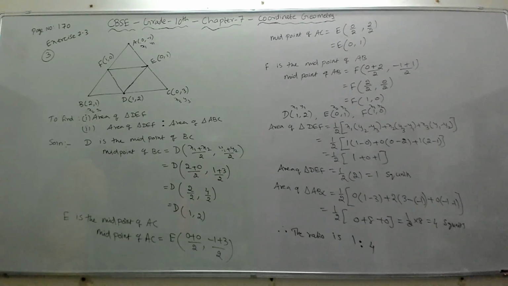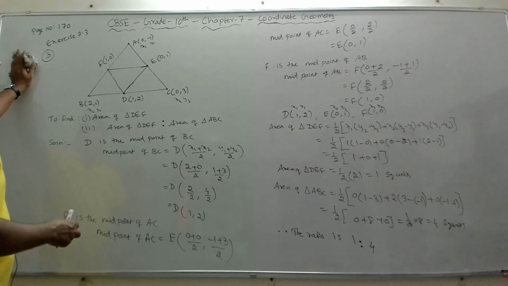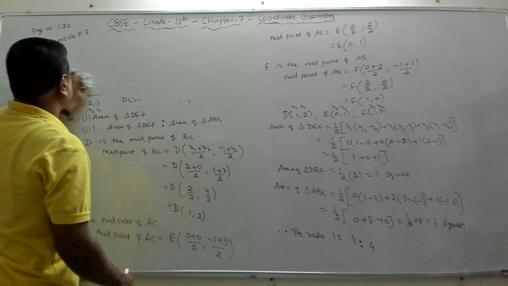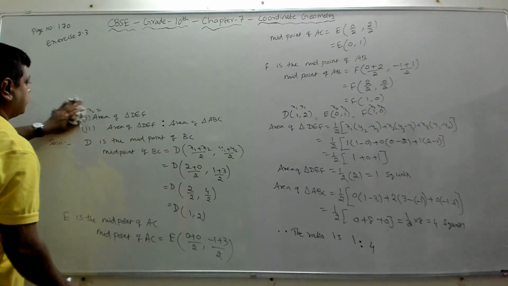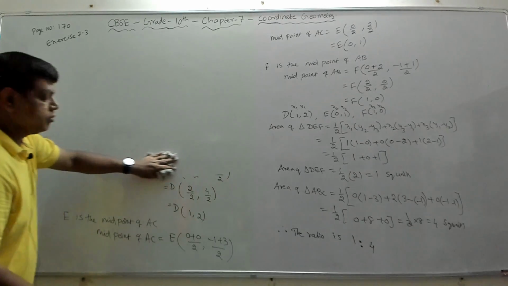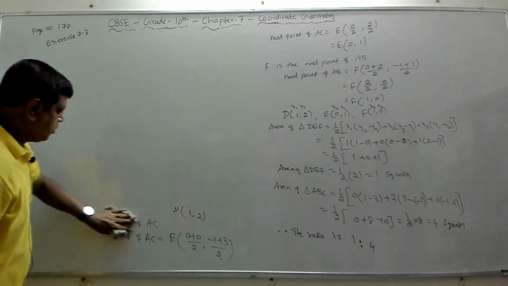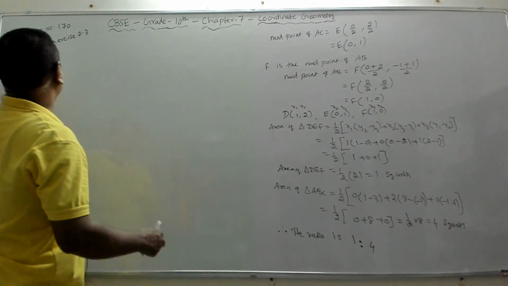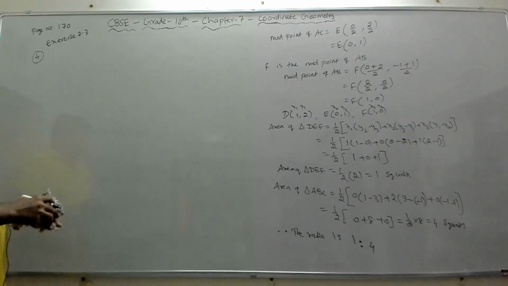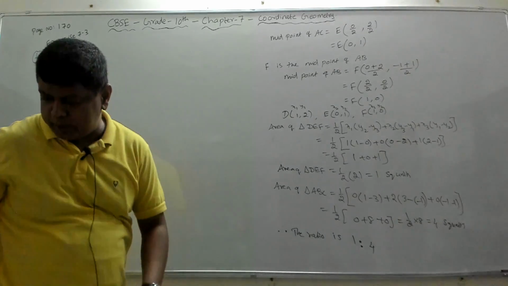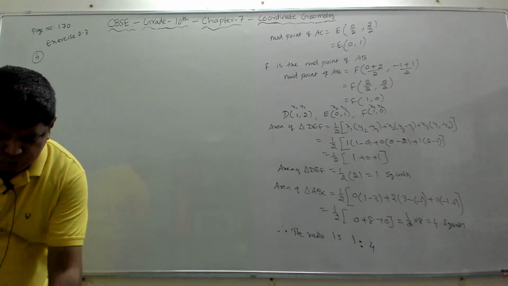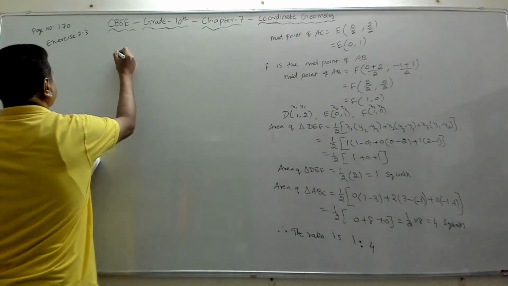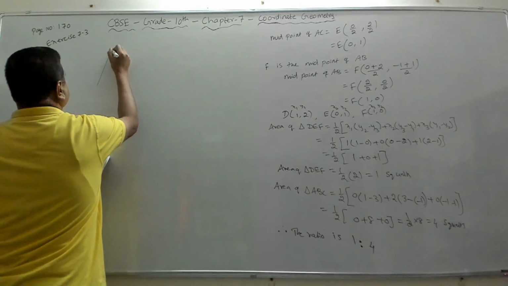Fine. We'll go to the next problem, which is problem number 4. Let me erase this. So the fourth question in exercise 7.3 is to find the area of the quadrilateral whose vertices are taken in the order. So you have to find the area of the quadrilateral. So we'll take this as a quadrilateral.